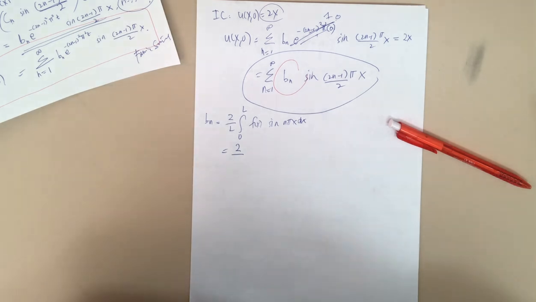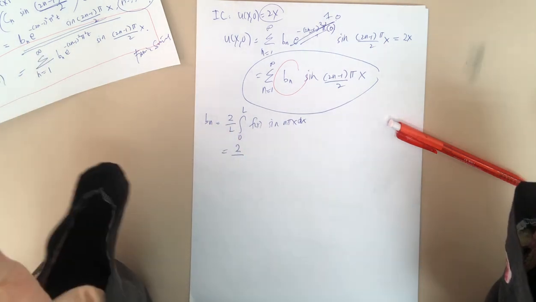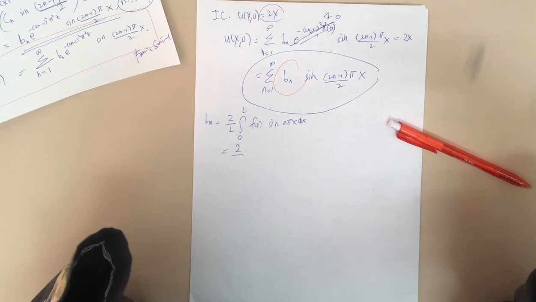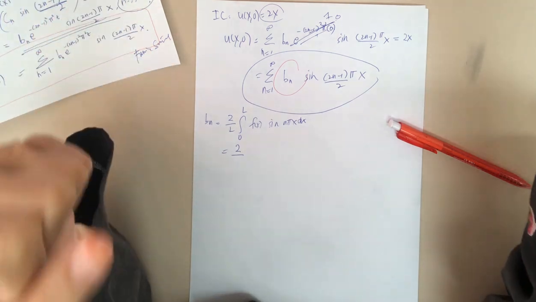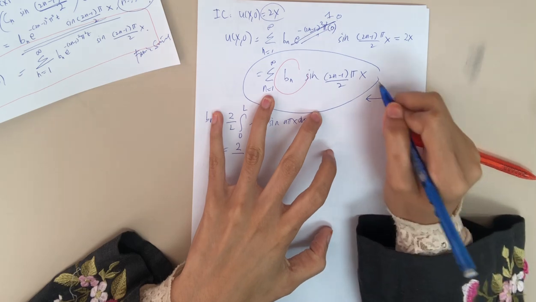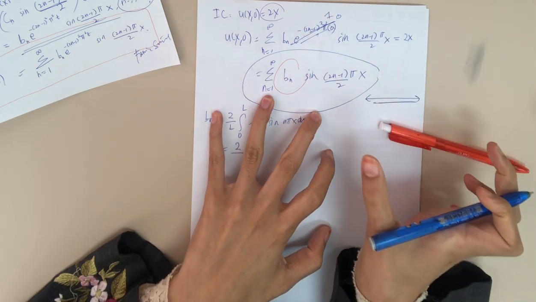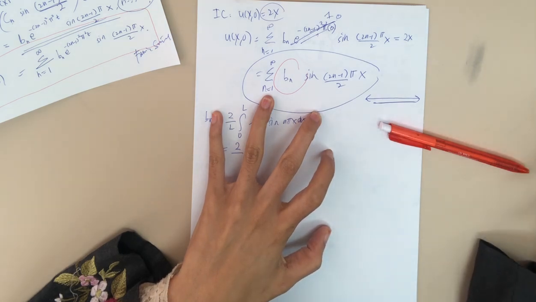Okay, so for this type of question, L is the interval. Interval means from here to here, or we can say the length of something. So this is the interval. Okay, this is the interval. So length.